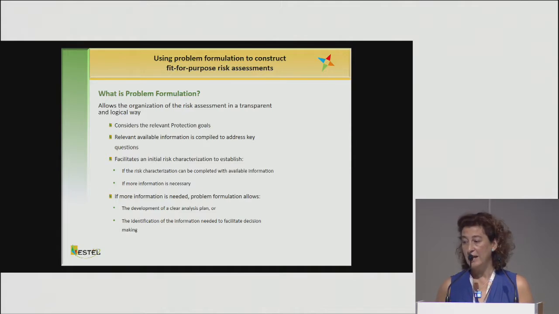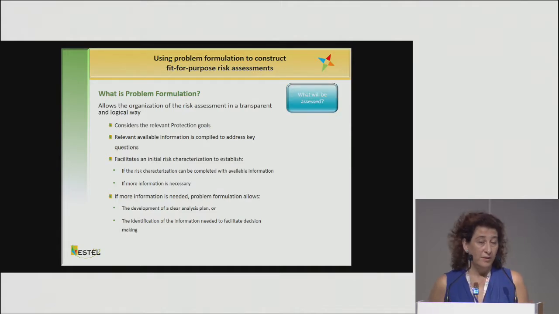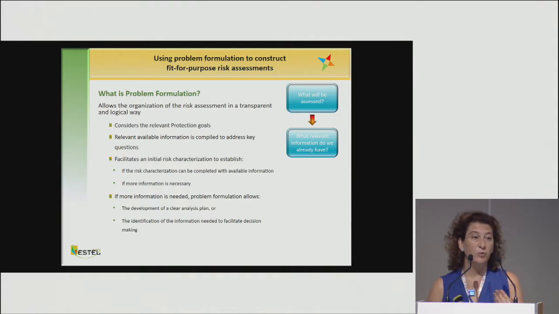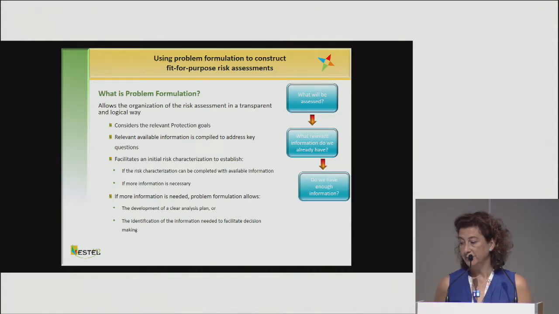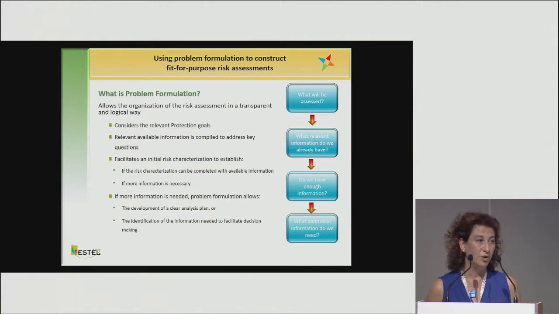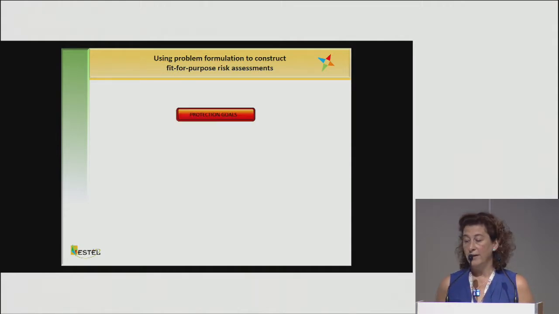So in plain words, I would say that problem formulation is really: what is it that we are going to assess, what information do we already have for the assessment, do we have enough information, and if we don't, what information do we need? Just a method. So I'm going to go through the different components of the problem formulation as I see it. As I said, other publications might see different steps, but this is what we do usually for genetically modified crops.